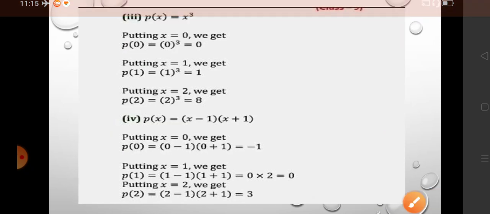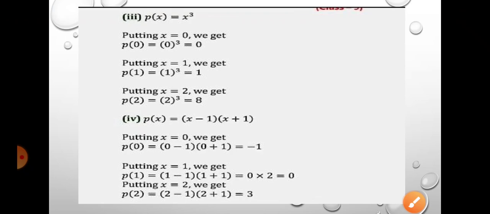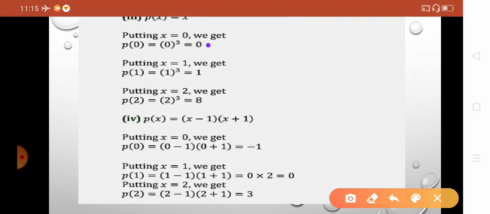Now the next part is p of x is equal to x cube. You have to put the value of x as 0, 1 and 2. So first of all we will put the value of 0. So 0 cube is equal to 0. Again 1 cube is equal to 1 and 2 cube is equal to 8. In this way we will put the value of x and we will find out the answer.